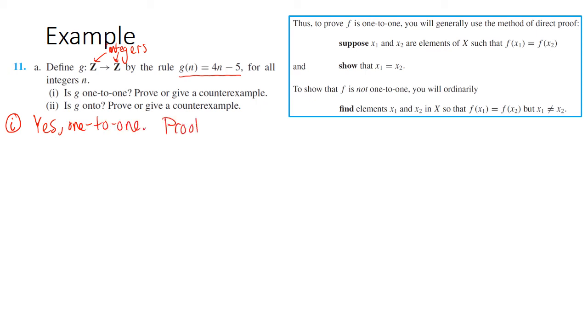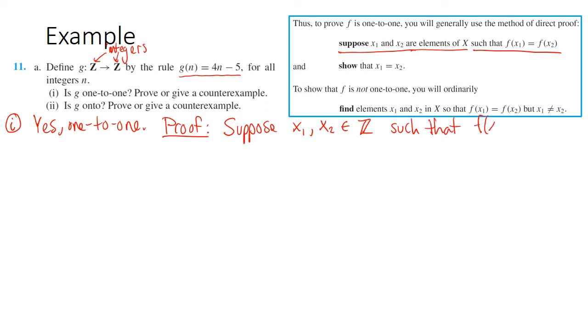So let's go through the steps of the proof. The basic technique is to suppose that x1 and x2, I'm just following from up here, suppose x1 and x2 are elements of Z, and then I'm just going to keep copying from up there, such that, oops, it's actually not f, it's actually g. So such that g of x1 equals g of x2.